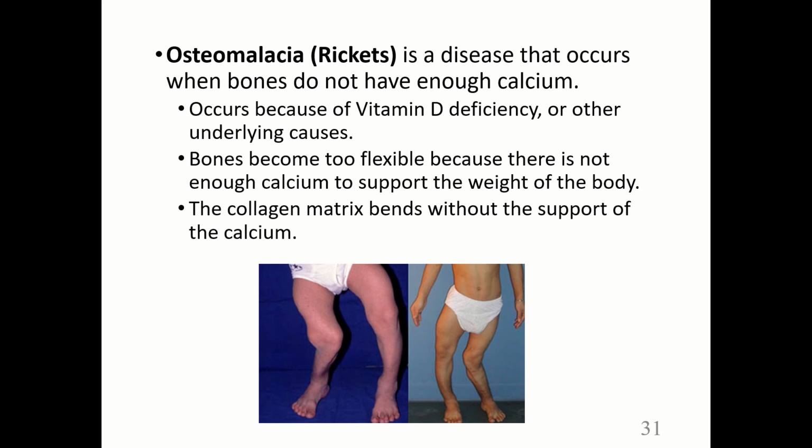The disease osteomalacia, also called rickets, occurs when bones do not have enough calcium. This occurs because of vitamin D deficiency or other underlying causes. Bones become too flexible because there is not enough calcium to support the weight of the body. The collagen matrix bends without the support of calcium, and this can cause deformed limb formation. This was one of the first nutritionally recognized diseases. Thus, treatment came in the form of vitamin D supplements as well as absorbing sunshine.